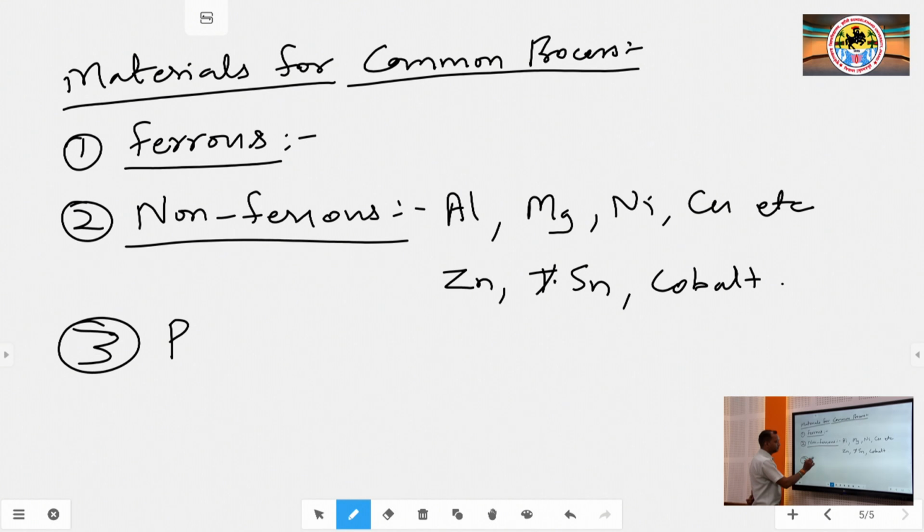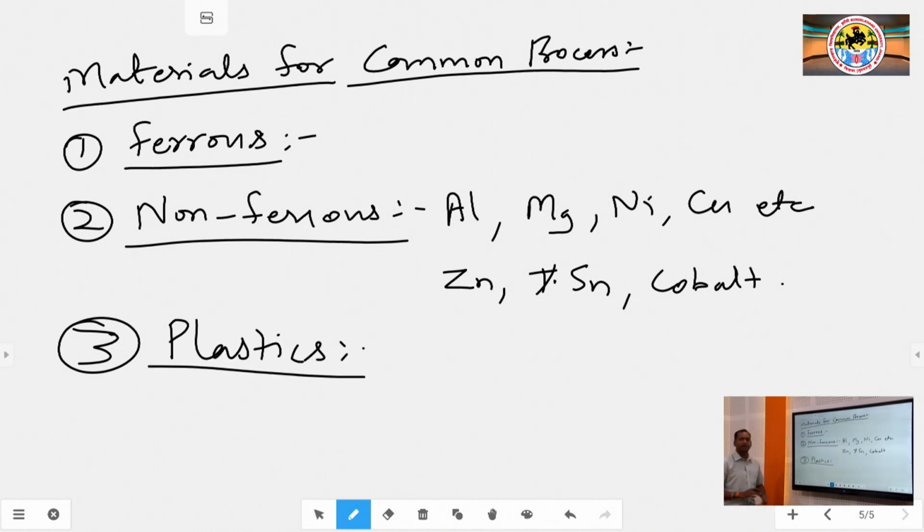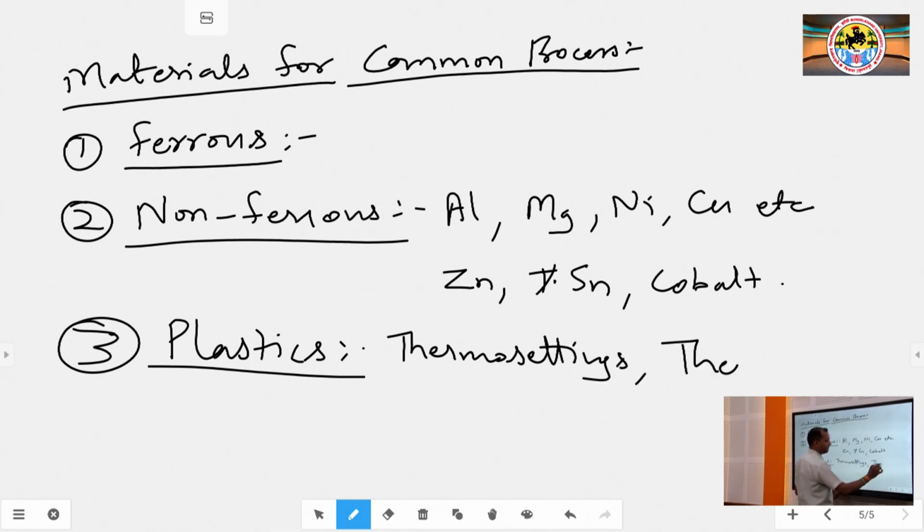The third material is plastics, which is mainly used in today's era. Plastics are the type where we replace metals with plastic. These are of three types, basically, as we all know. The first one is thermosetting plastic. Beyond this we have thermoplastics, and the third category of plastic is elastomers.